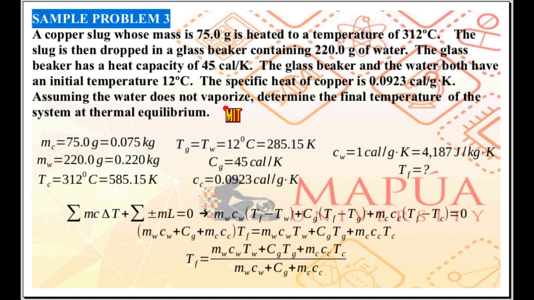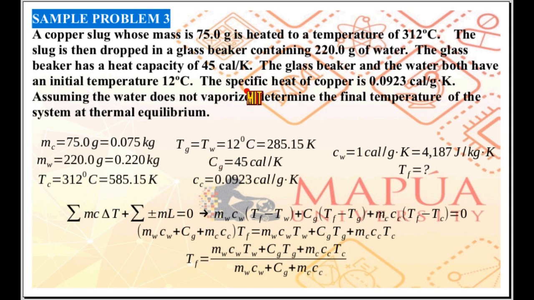The temperature of the copper slug is given, 312 degrees Celsius. So let Tc be 312 degrees Celsius. That's the initial temperature of the copper slug. Initial temperature of the glass beaker and the water are the same, 12 degrees Celsius. So Tg is equal to Tw is equal to 12 degrees Celsius, the initial temperatures for the glass beaker and the water contained in the beaker.